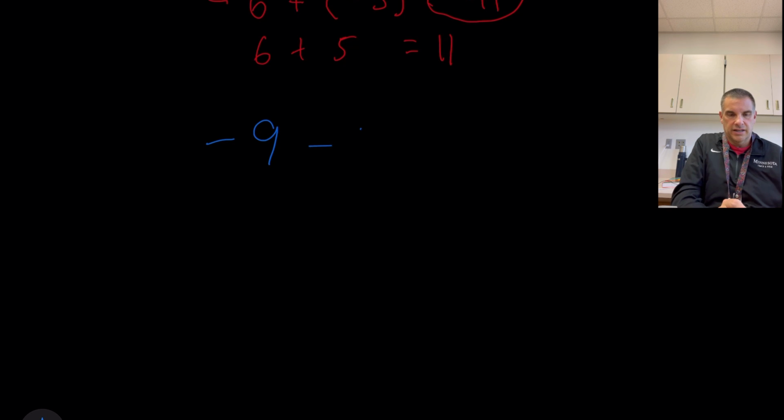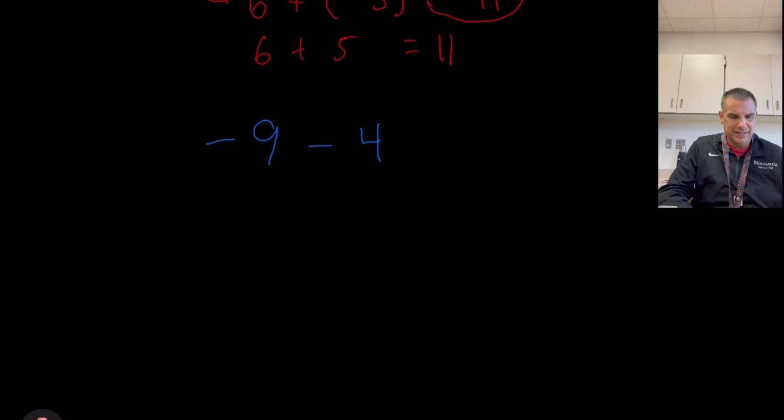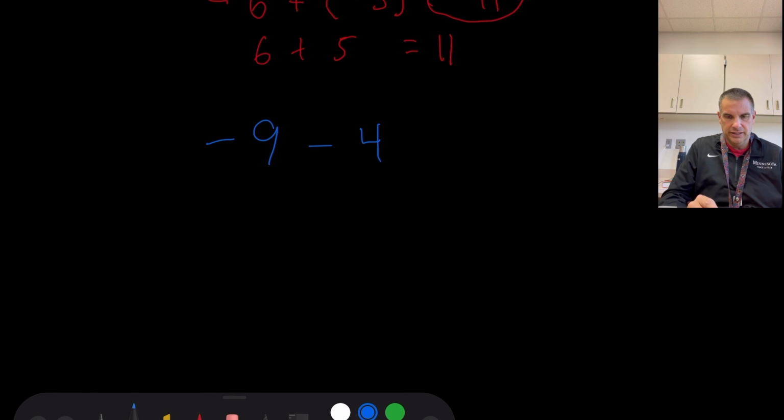Okay, so let's look at another one. Negative 9 minus 4. Again, what's that going to equal? Well, let's make it a little more difficult. Why don't we add another one in there?